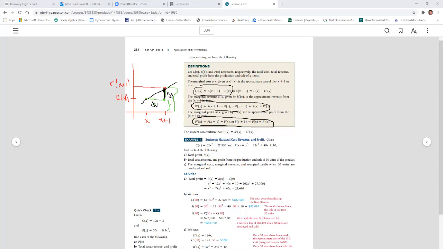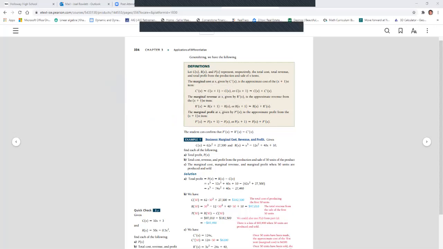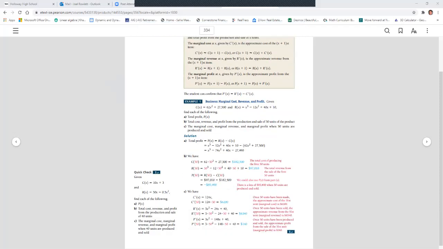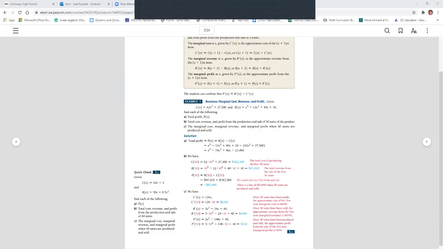Because as you create one extra item, your revenue changes. As you create one extra item, your profit changes. So hopefully that graph eliminated some of the more nebulous concepts mentioned in this definition. It is a wordy definition, but I hope the graph helped. So let's get down to an example here and see if we can't figure out what's going on and apply the definition to some business models.